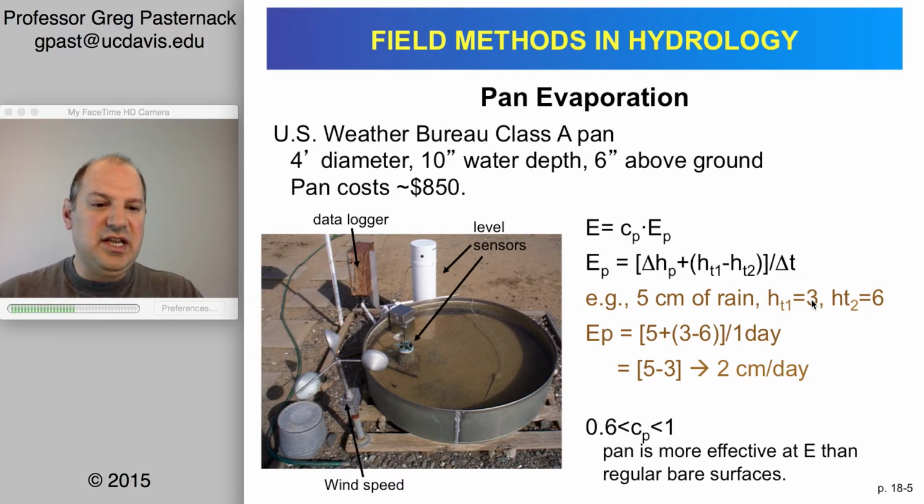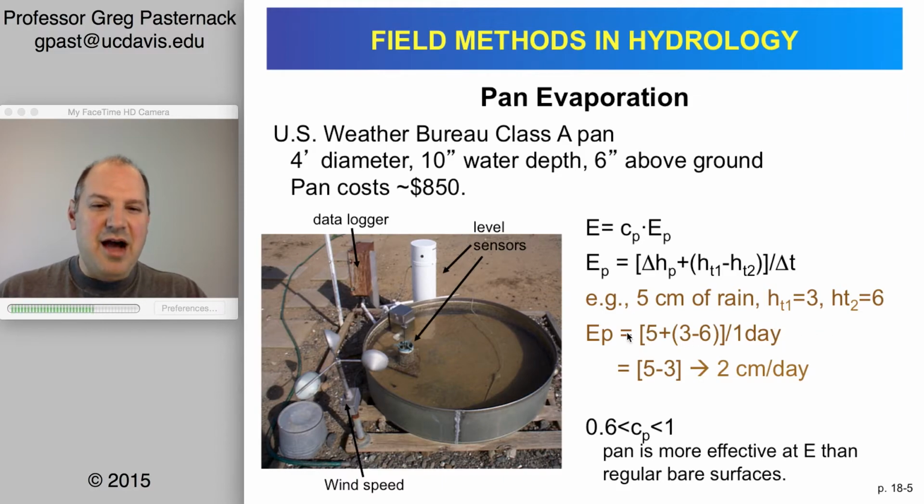And what you can see is we've had 3 centimeters of rise for 5 centimeters of rain. And that means that we're missing 2 centimeters here that aren't being accounted for. And so that's the evaporation, because it should have gone from 3 to 8 if it was just rain, but it only went from 3 to 6. And so the difference between 6 and 8 is 2. That's 2 centimeters of rain. I'm sorry, 2 centimeters of evaporation on the pan.